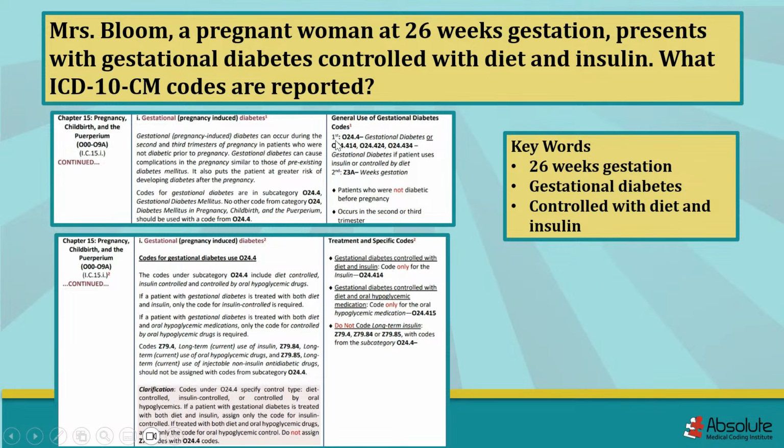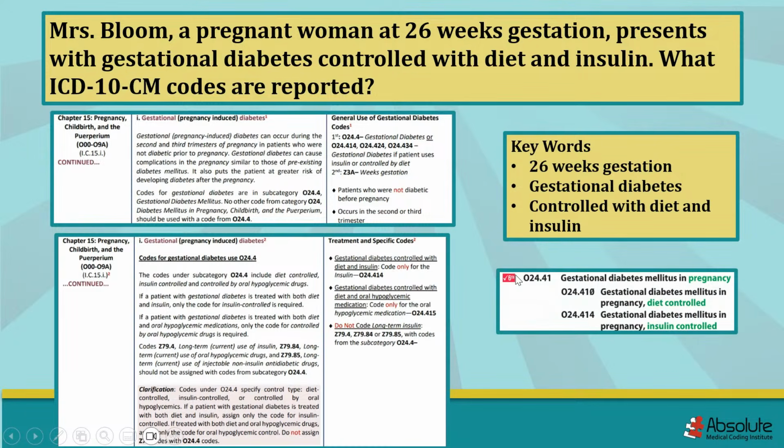Our first code is going to be the O24.4 code, which is gestational diabetes. We're going to use different codes depending on whether the gestational diabetes uses insulin or is controlled by diet. That's why we pointed out the keywords controlled with diet and insulin. That's what leads us to our first code, so we're going to go to O24.41.